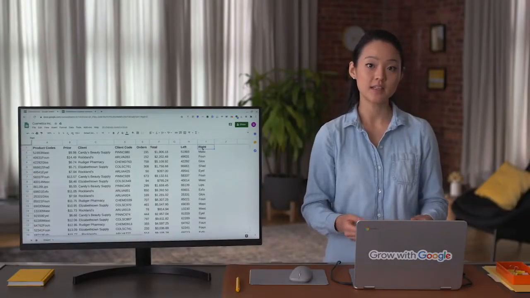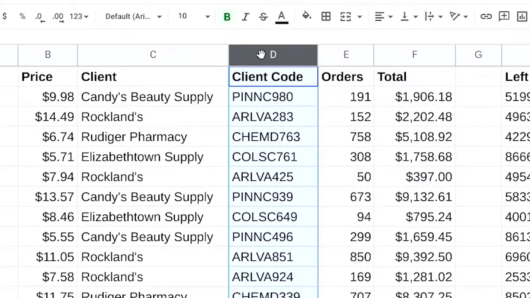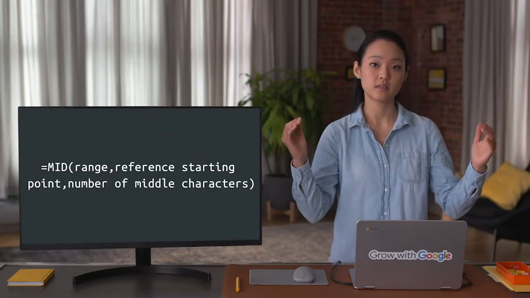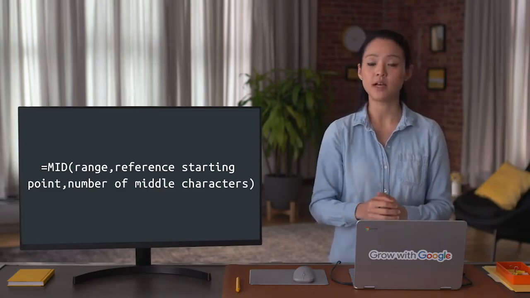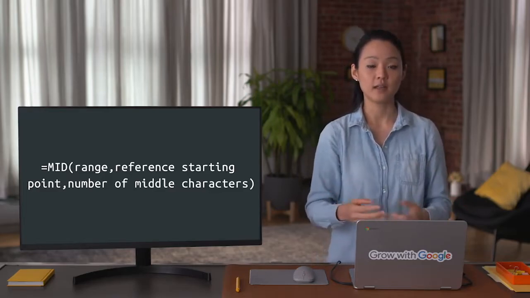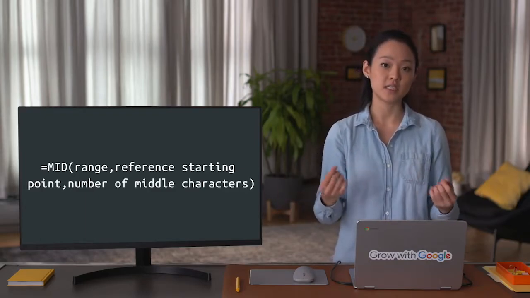This cosmetics company lists all of its clients using a client code. It's composed of the first 3 letters of the city where the client's located, its state abbreviation, and then a 3-digit identifier. But let's say a data analyst needs to work with just the states in the middle. The syntax for mid is equals mid, open parentheses, the range, then a comma. When using mid, you always need to supply a reference point. In other words, you need to set where the function should start. After that, place another comma and how many middle characters you want. In this case, our range is D2.